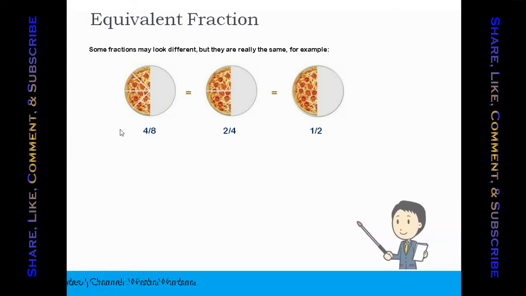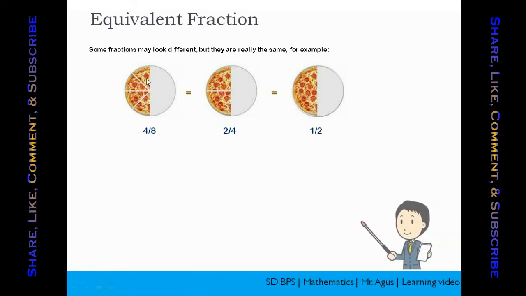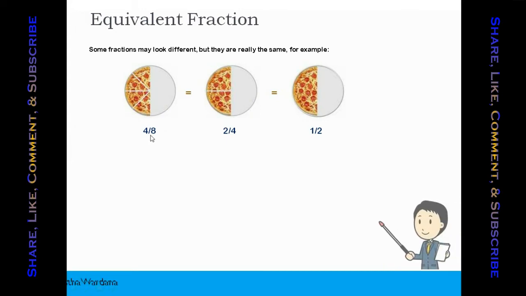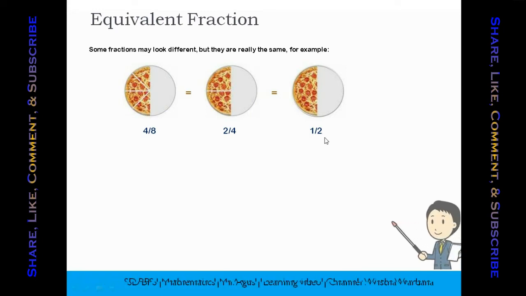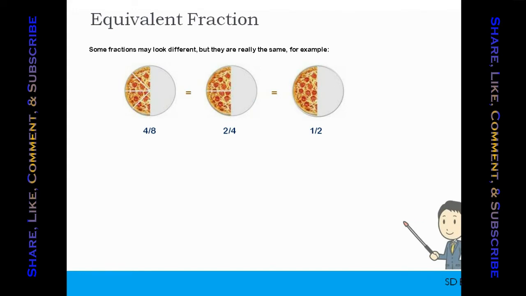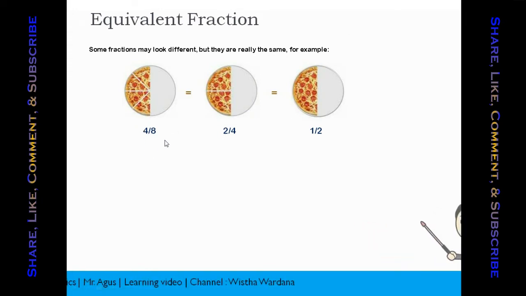And the first figure, we have 4 parts. And these 4 parts is a half of whole pizza. So 4 per 8, 2 per 4, 1 per 2 are same. That's we call equivalent fraction. 1 per 2 is equivalent with 2 per 4 and 4 per 8.